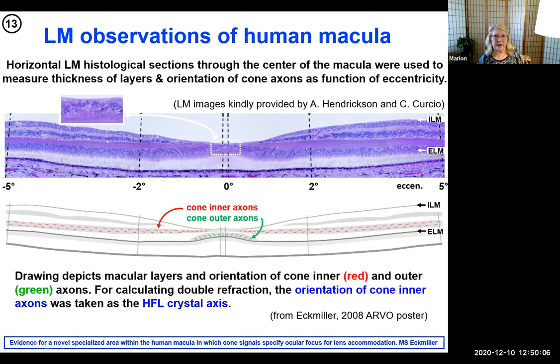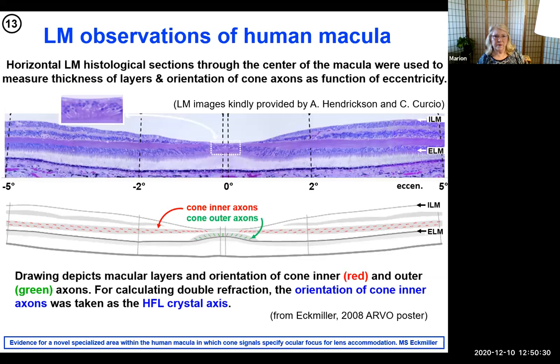Okay, so here is an LM histological section through the center of the human macula, kindly provided by Anita Hendrickson and Christine Curcio. And I have studied this and other sections. And here is a diagram of the relevant structures. And you will see, as a function of eccentricity, the location of cone inner axons. Those are what we're really interested in here in the Henle fiber layer.